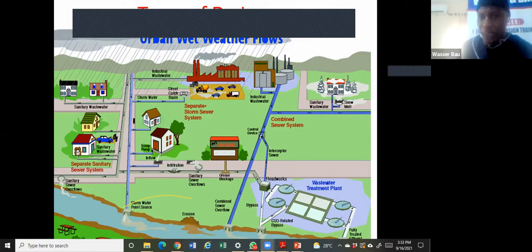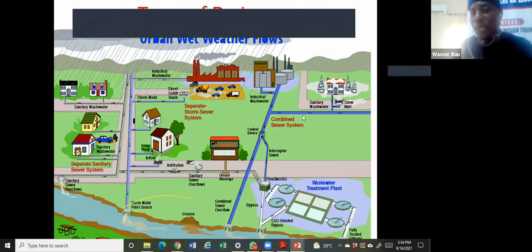It is optional. But in the combined system, wastewater comes from industries and from households, and they flow together using the same pipe network, sewer network, until they come to what we call a control device. Then some will flow down to the headwork, ending at the wastewater treatment plant to be treated, while the other ones will flow into the receiving water body.